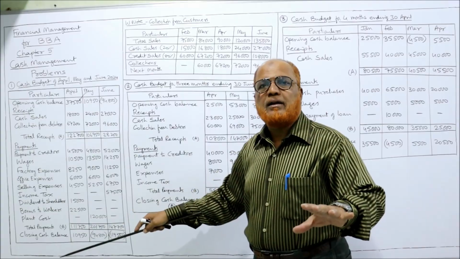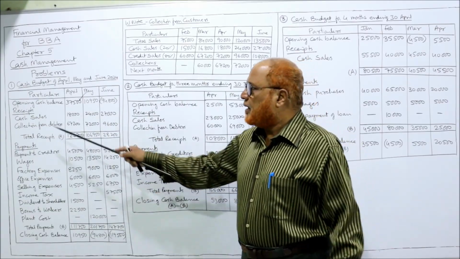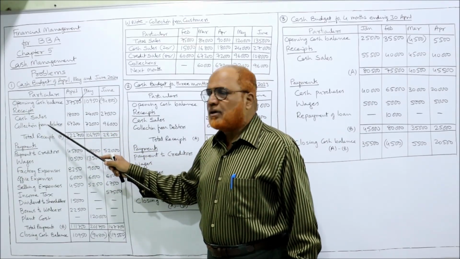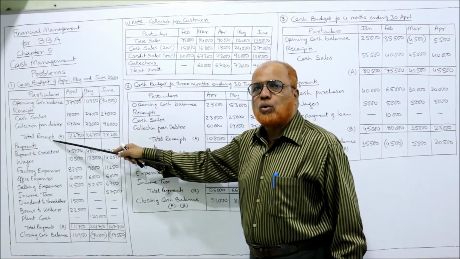First, we'll make the format. Later on, we'll take the values. Remember the format. Opening cash balance, then receipts, cash sales and collection from debtors. The total receipts is A. If you add up all the three, we'll get the total receipts A.